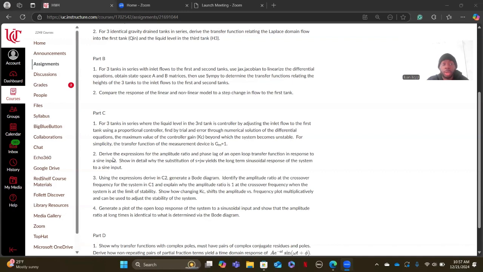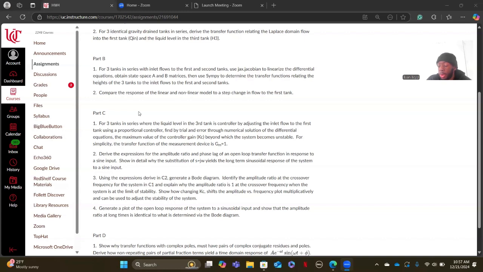So now, today, in part C, our goal is to control the liquid level in the third tank of the series by adjusting the inlet flow in the first tank using a proportional controller. By trial and error, through numerical solutions of the differential equations, we find the maximum value of the controller gain, KC, beyond which the system will become unstable. For simplicity, the transfer function of the measurement device is GM.